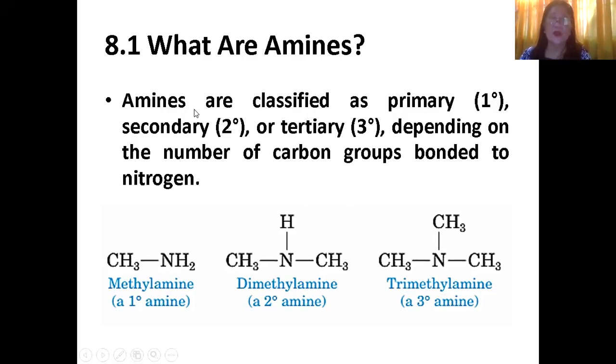So these are amines, classified as primary, secondary, or tertiary, depending on the number of carbon groups attached to your nitrogen, or when the hydrogen in your nitrogen is replaced by another substituent, which is an alkyl group. In most cases, the substituent is an alkyl group. What do you mean by alkyl? It could be methyl, ethyl, propyl, butyl, and so on and so forth. So that is an amine. The amine is the NH2.